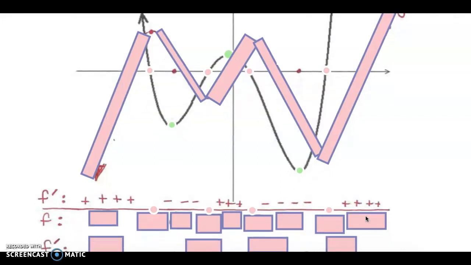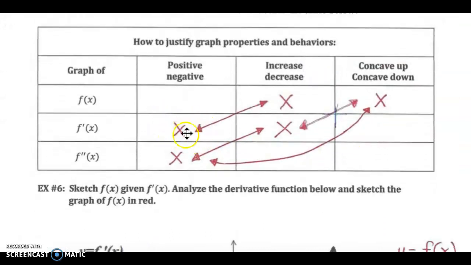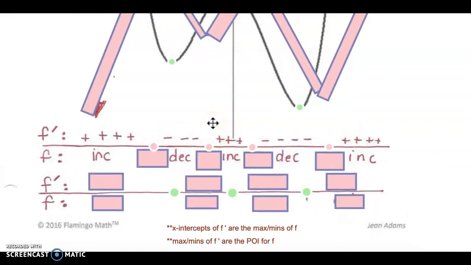Okay, so what does that mean for the graph of f? Well, in between these pink dots, when it's above, that means f is increasing. Below, f is decreasing, and then increasing, decreasing, increasing. And if we look up here, where this is positive and negative, where f prime is positive and negative, that tells us where f of x is increasing and decreasing.